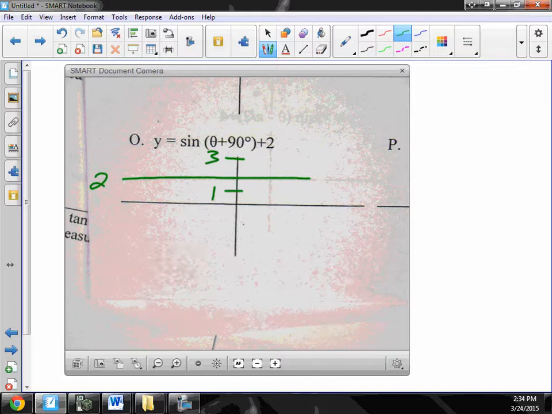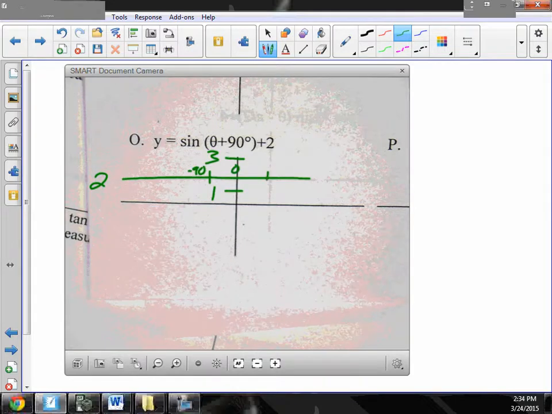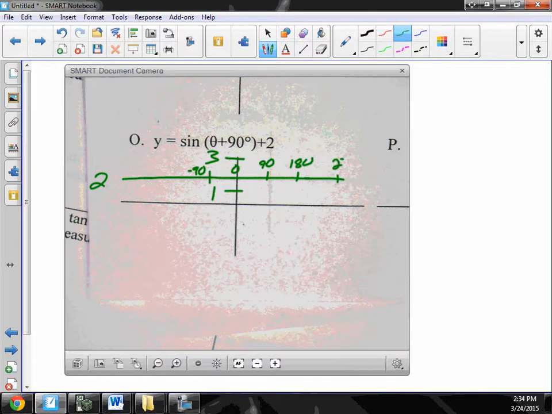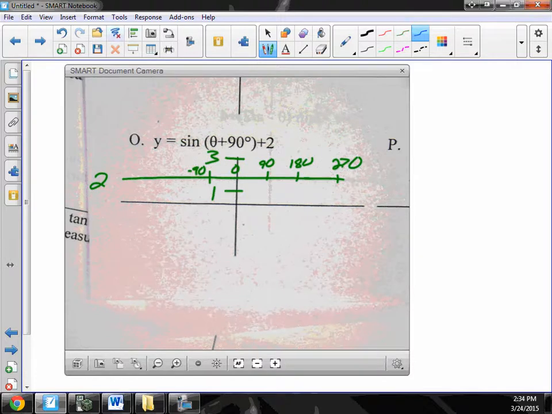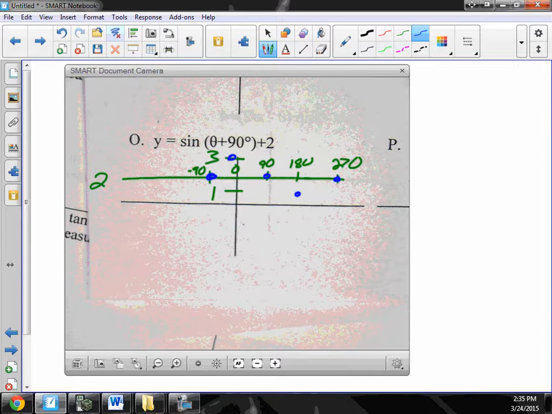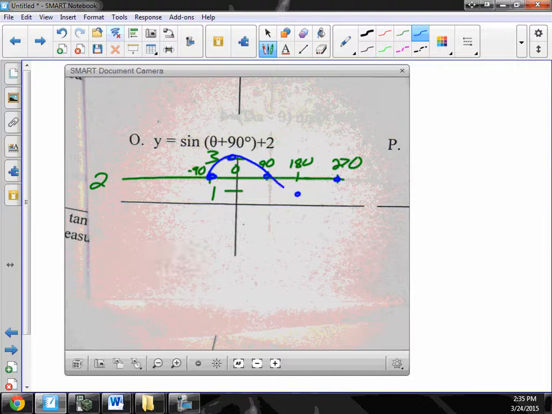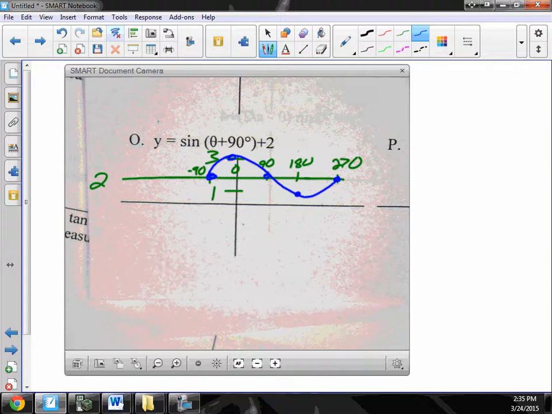which means my maximum will be at 3 and my minimum will be at 1. I'm going to shift everything left 90 degrees. So this will be -90, 0, 90, 180, and 270. It's a sine graph, which means it starts in the middle. So middle, top, middle, bottom, middle. Does everybody understand that? Okay. You ready to move on? Good.